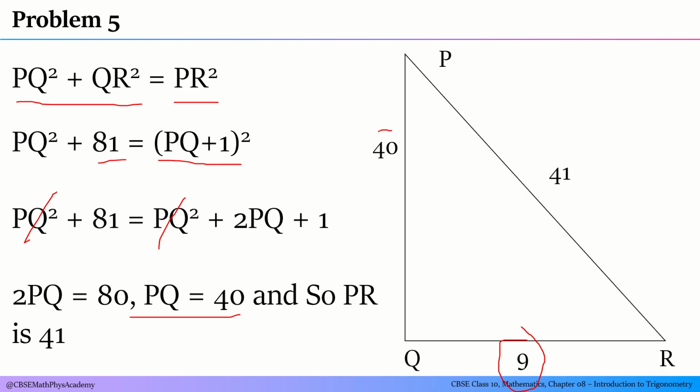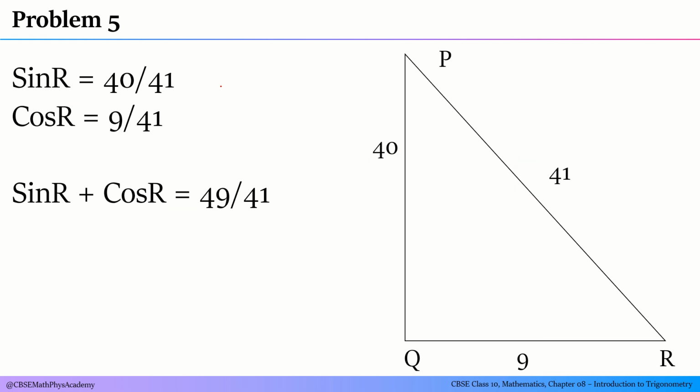Now that you have 40, you can find out PR straight away, even without using the Pythagoras theorem. You have the relationship between PQ and PR: PR is 1 unit more than PQ. So just add 1, so PR becomes 41. That is what I have put in the hypotenuse here. Now we have all the needed values. So you calculate sin R first. Sin R is opposite side by hypotenuse, 40 by 41. Similarly, cos R is adjacent side, 9 by 41. When you add both, 40 by 41 plus 9 by 41, the denominator is 41 and the answer is 49 by 41.